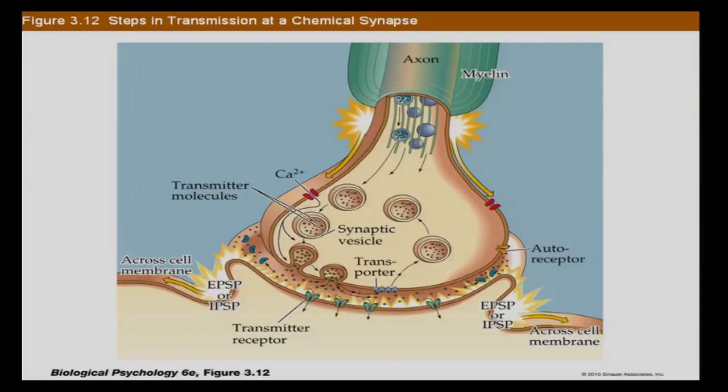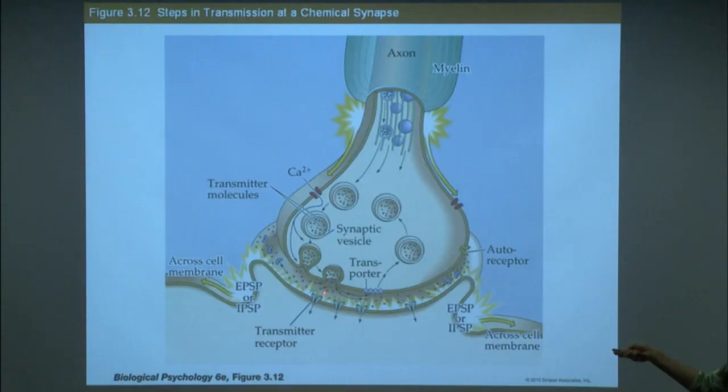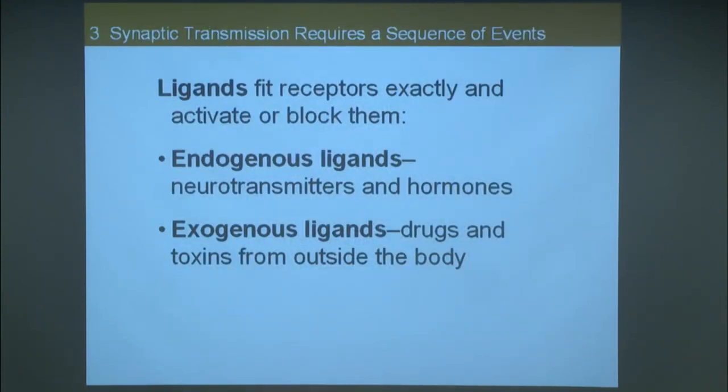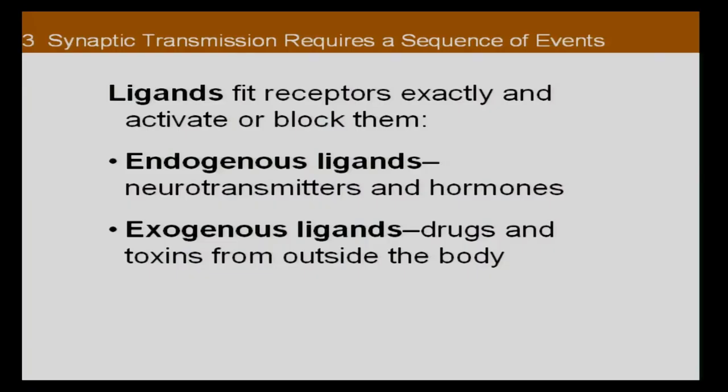Now, in this next section, we're going to talk about this key concept: it's the nature of these receptors that determines whether you're going to get an EPSP or an IPSP. Now, what activates these receptors? The thing that activates the receptors is called a ligand. A ligand fits a receptor exactly. It's like a key going into a specific lock.